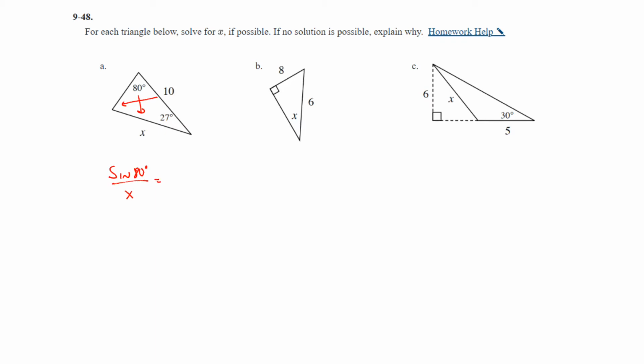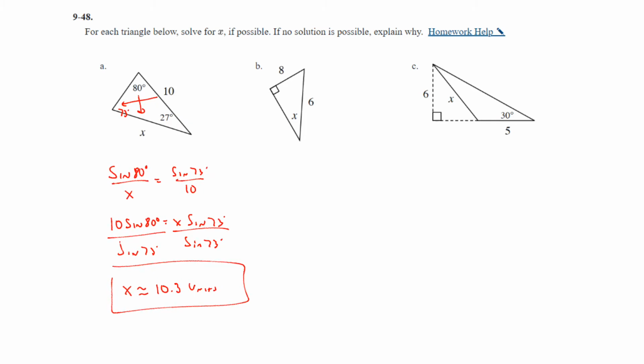So if we take 180 minus 80 minus 27, that'll give us 73 degrees. So we can do sine of 73 degrees over 10. And then now we can multiply. We can either cross multiply if that's how you were taught, or you can multiply by 10 and x. What you'd end up getting would be 10 times sine of 80 degrees is equal to x times sine of 73. We're trying to solve for x, so we'll divide by sine of 73 degrees. And then x will be approximately 10.3 units.